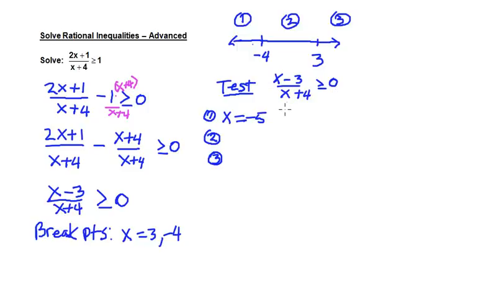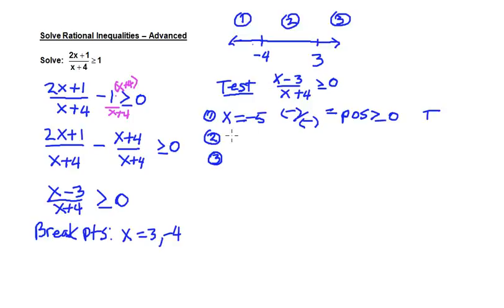So in this case, I'm going to plug in negative 5. Negative 5 minus 3 in the numerator is a negative number. In the denominator, negative 5 plus 4 is negative 1, and that is still a negative number, so I get two negatives. And negative divided by negative is a positive number. And that positive number, when I test it in the inequality greater than or equal to 0, that is true. We are expecting that positive numbers should be greater than or equal to 0, so I'll label that as true.